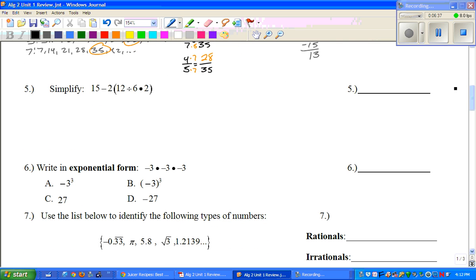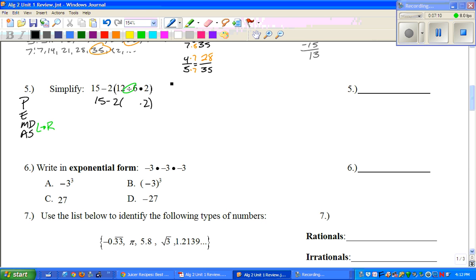Alrighty. Number 5. Simplify. 15 minus 2 parentheses 12 divided by 6 times 2. So for this, we need to follow the order of operations. We have to do what's inside the parentheses first. And inside the parentheses, we have division and multiplication. Okay? We need to remember that those two go from left to right. So whatever comes first, that's what we have to do.